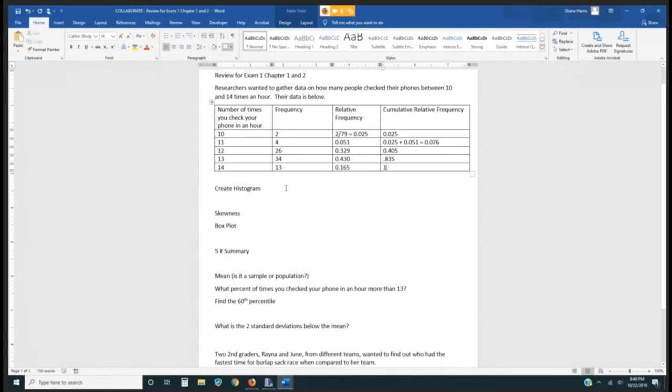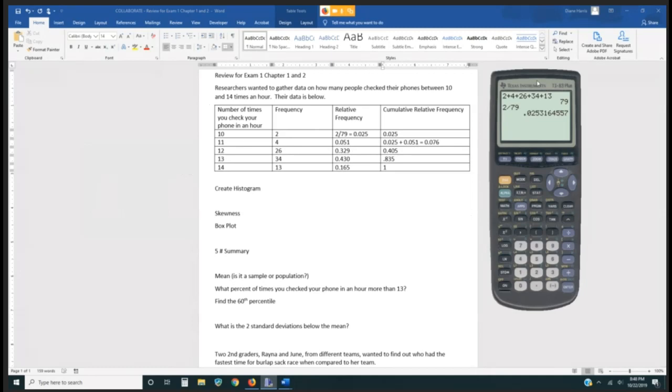So now we want to create the histogram off of this, and we are going to do this in our calculators. We're going to do edit and enter these values in: 10, 11, 12, 13, 14. And the frequency is going to go in L2, so that's 2, 4, 26, 34, and 13. We want to do a histogram, so we hit second, stat plot.